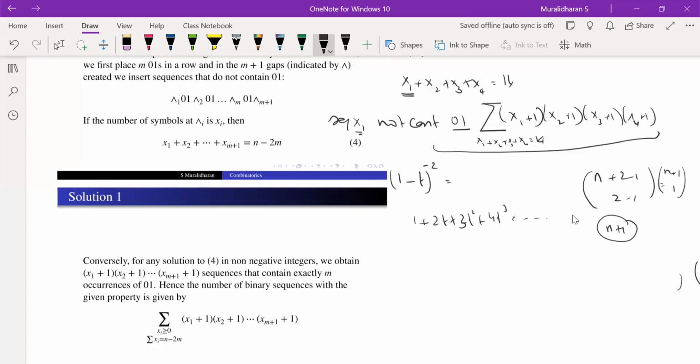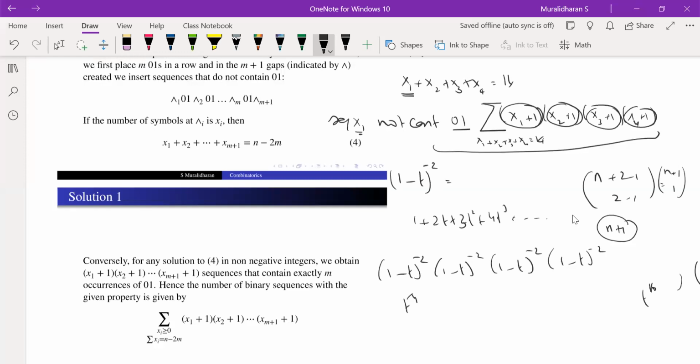So the coefficients x1 + 1, x2 + 1, x3 + 1, x4 + 1 give us an idea. Whenever I multiply (1 - t)^(-2) into (1 - t)^(-2) into (1 - t)^(-2) into (1 - t)^(-2), what will be the coefficient of t^n in this one? Say the coefficient of t^14 in this one. So I would have got a t^x1 here, a t^x2 here, t^x3 here, t^x4 here.